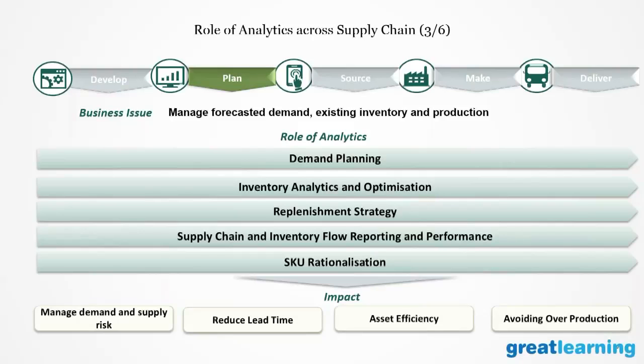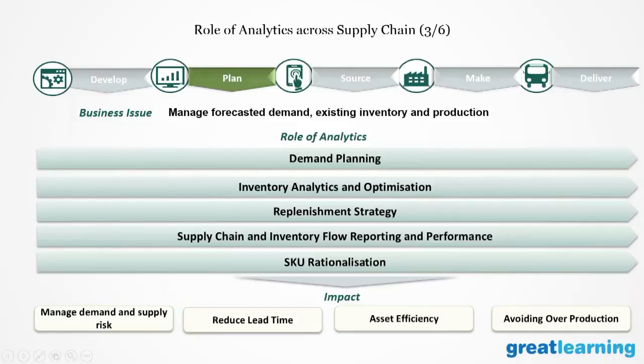Second, inventory analytics and optimization. How do you manage or reduce your inventory levels so that you have minimum working capital cost? Those kinds of analytics are done. Replenishment strategy deals with reducing the lead time and replenishment time to get your particular product to the customer. So how do you plan that activity? Where exactly do you see an opportunity where it's taking more or less time, and how are you going to minimize it?